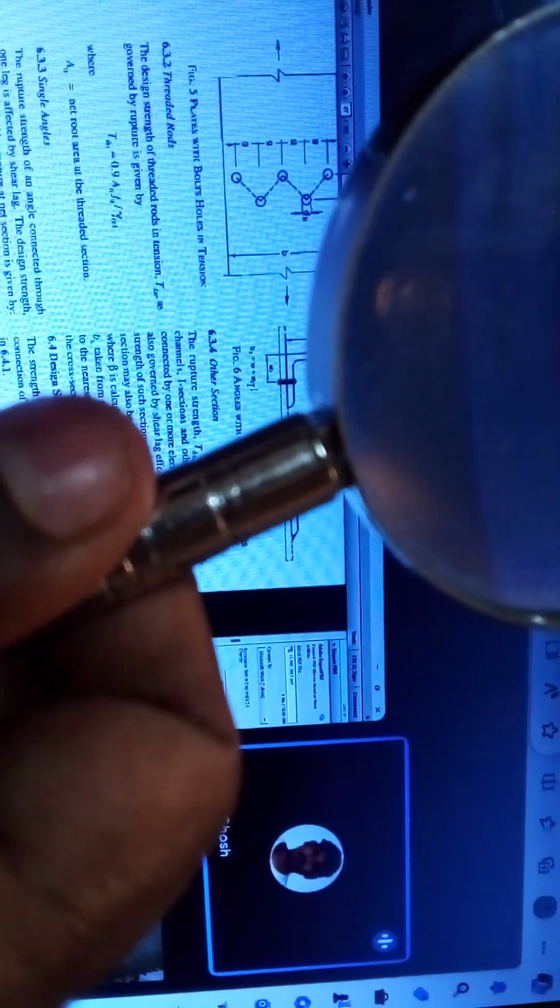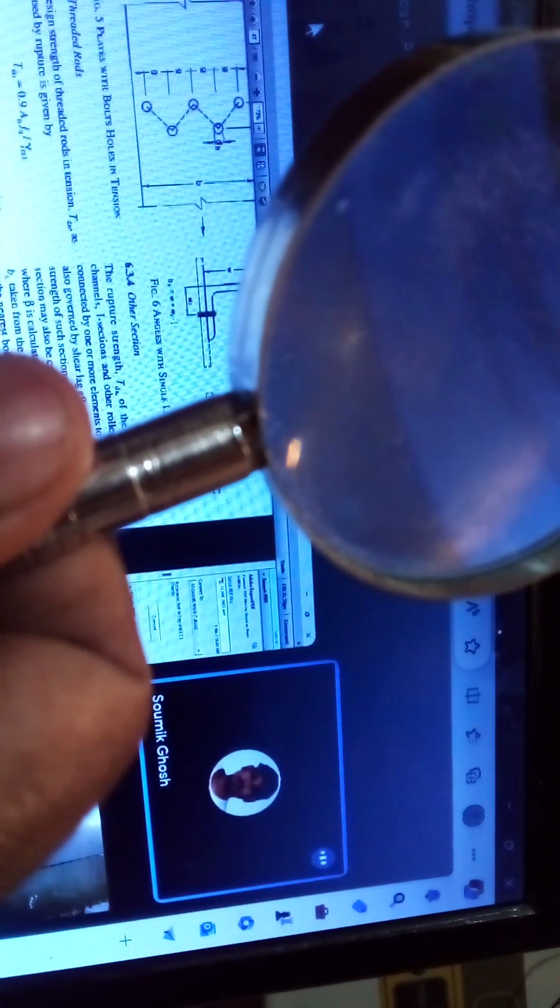Now here it is Fy by Fu. You already know how you can calculate this value. And then it is bs by lc. Again, bs is a constant value which depends on your section, and here you can see that this bs formula is given. That is w plus w1 minus t.